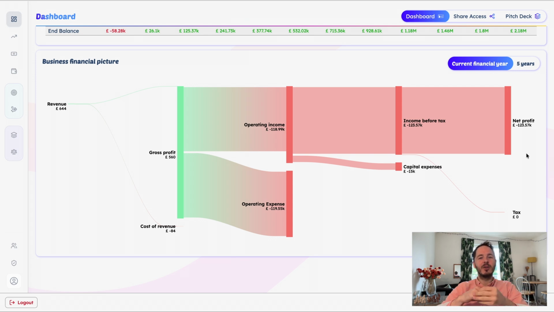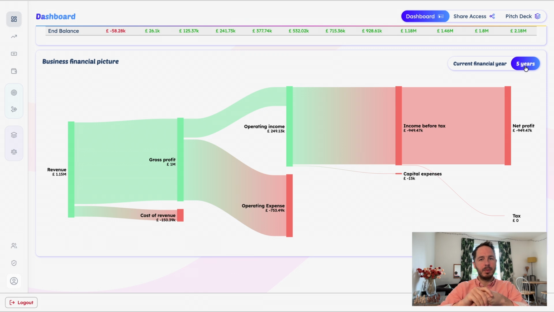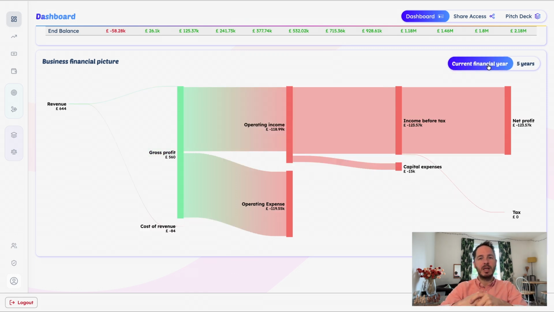This diagram does something that no spreadsheet can do. It makes the story of your money immediately understandable to someone who has never seen your model before. An investor looking at this in a pitch meeting gets it in 5 seconds. You can also toggle this between the current financial year and 5 years, and the chart updates to show you the longer term picture.